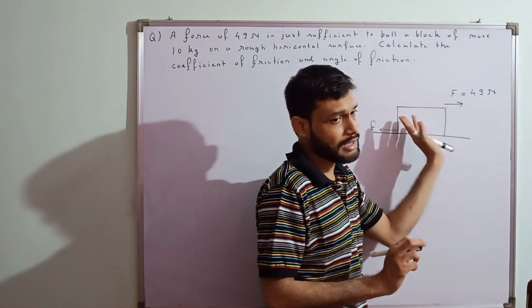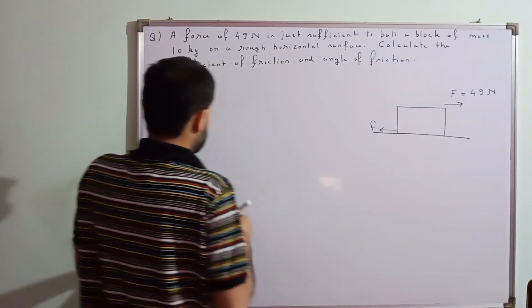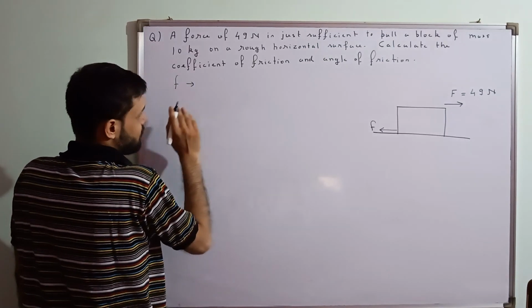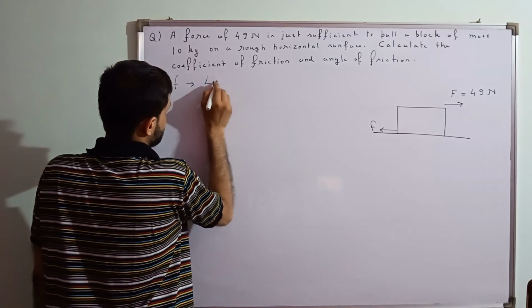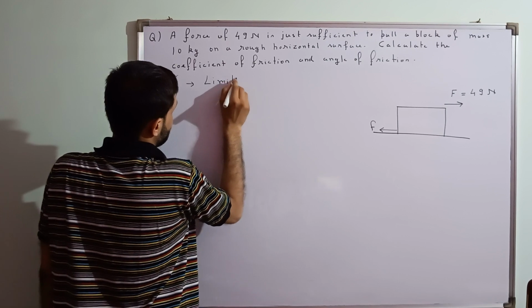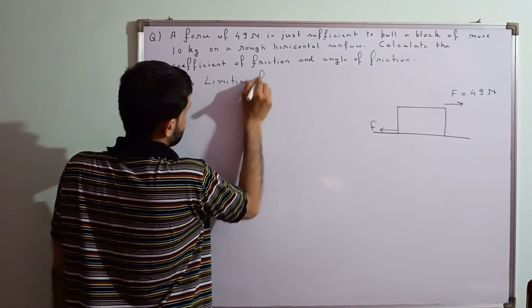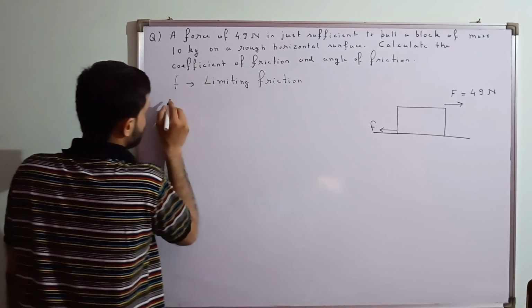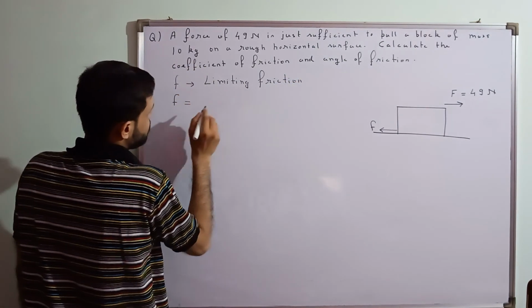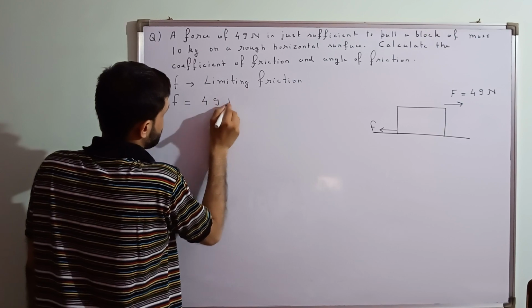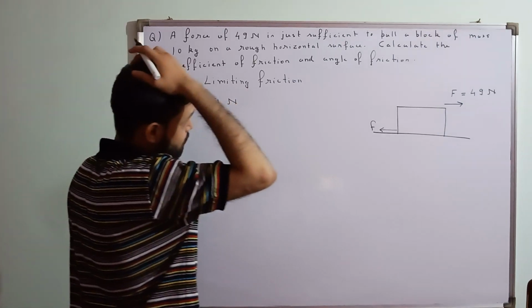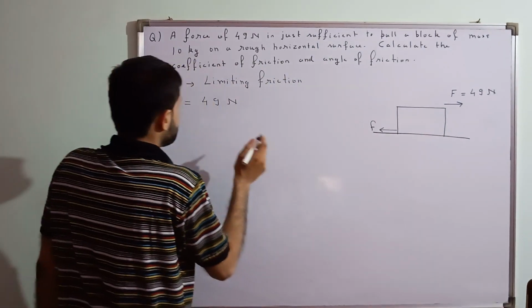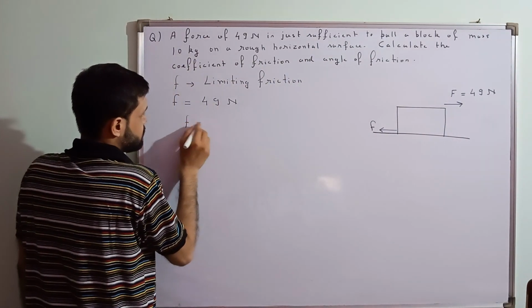We have just taken an example before. So that means our limiting friction, I am writing it over here, the maximum value of static friction or limiting friction. This is the limiting friction. And what is its value? Its value is 49 Newton they have given over here. Now what they are asking is coefficient of friction and angle of friction. Now we know this thing.